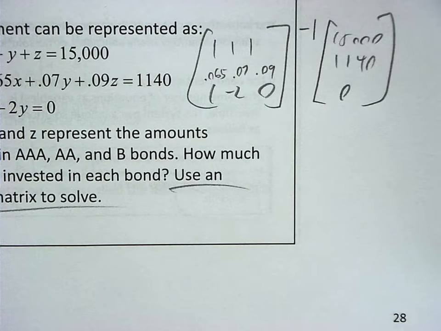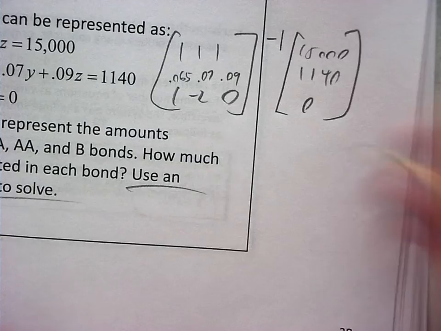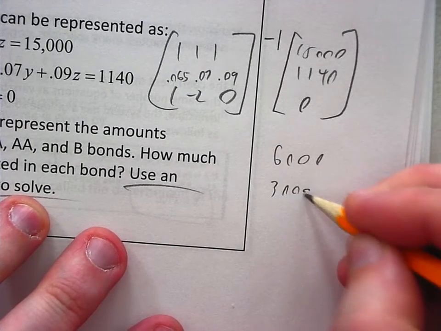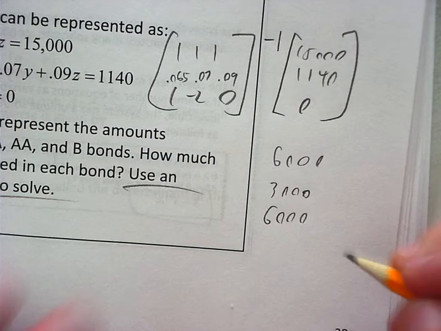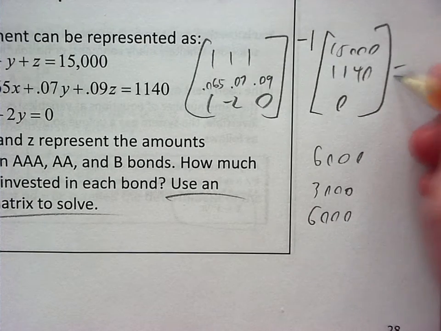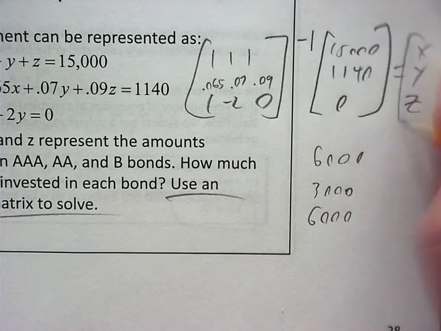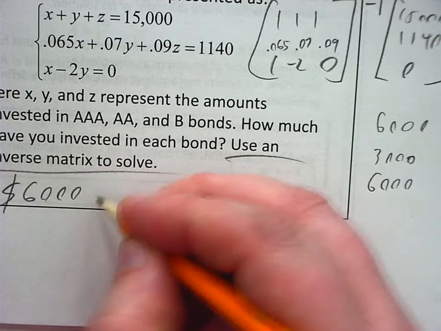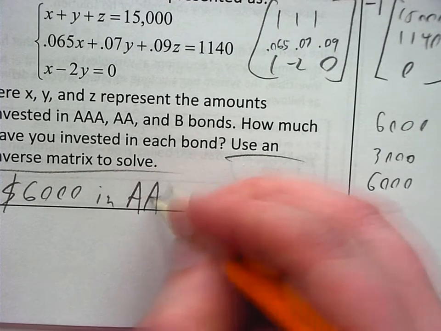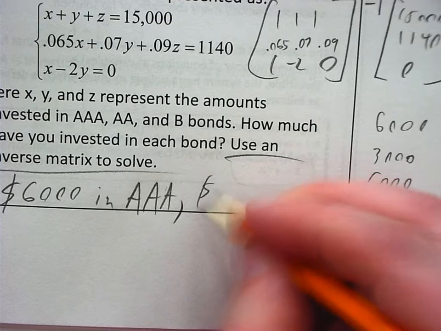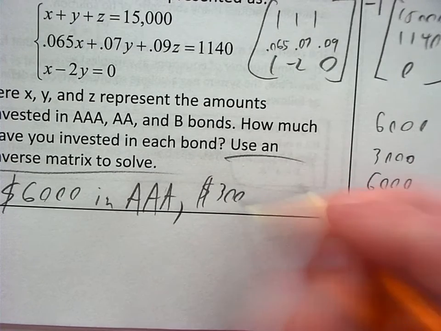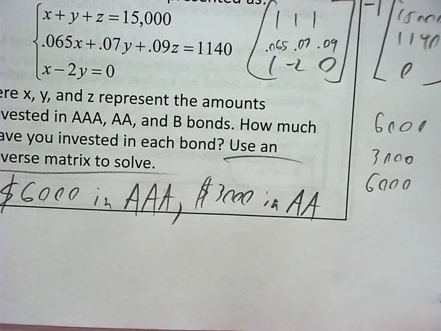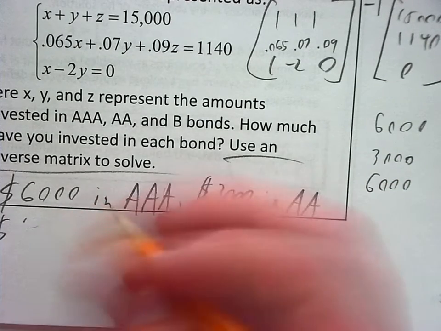So what do you get? 6,000, 3,000, 6,000. What are those equal to? How much money for each bond? Right, so you'd write that out. Now, equation-wise, this is X, Y, and Z. And then you'd write out what those are. So $6,000 in AAA bonds, $3,000 in AA, and $6,000 in B.